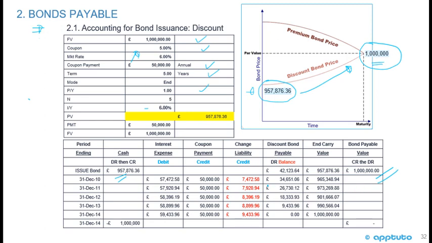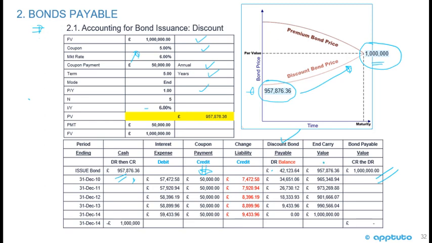So we need to make an adjusting entry, and we can see we received less cash, so the asset is lower than the liability, which means we're going to have a debit balance in the discount bond payable of $42,123.64. Then, as I've said before, the coupon payment never changes. That's cash. So as we head into the first year, the credit to cash is $50,000, but our interest expense is $57,472.58. How did we calculate that?